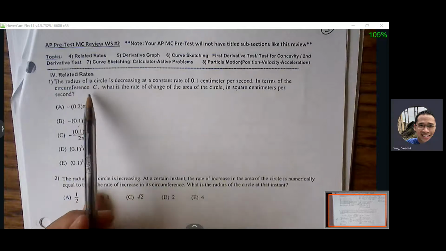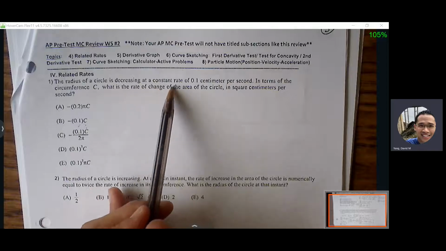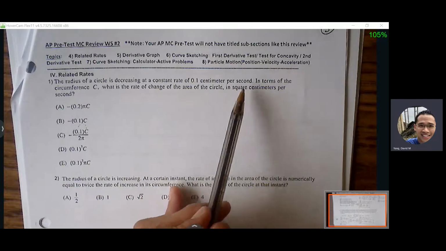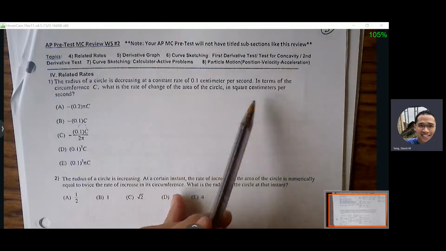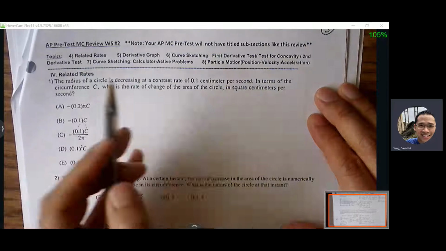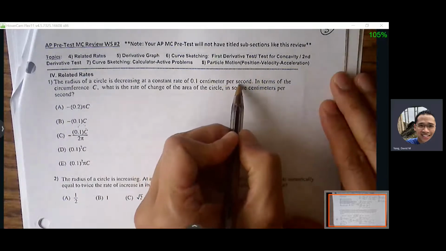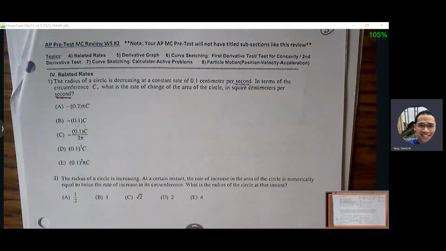All right, the way that we know this is a related rates problem, let me read the problem first. The radius of a circle is decreasing at a constant rate of 0.1 centimeters per second. In terms of circumference, what is the rate of change of the area of the circle in square meters per second? If it doesn't announce related rates, which you're not going to see, you're looking for anything involving time. Anything involving time is an indication that this is going to be a related rates problem. There's time involved, and there's going to be a d over dt I have to worry about.